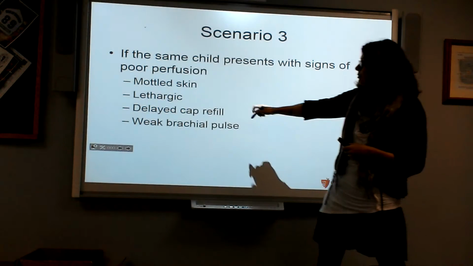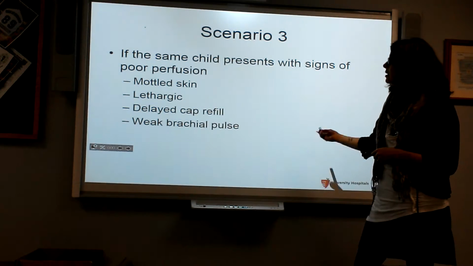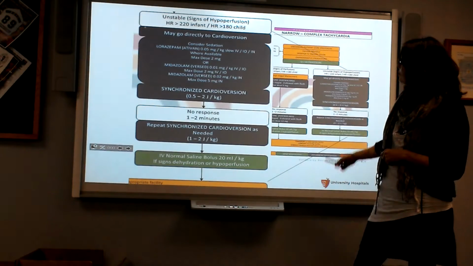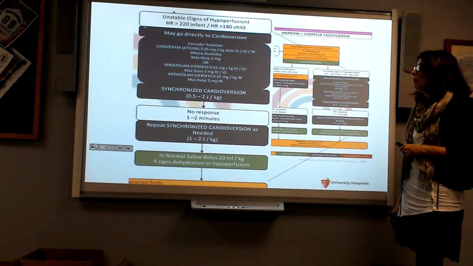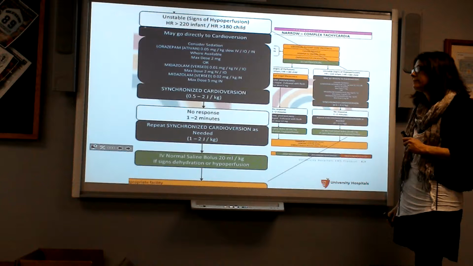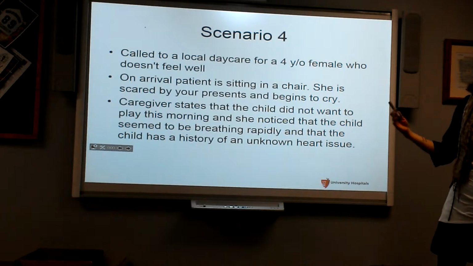So anything that's poor perfusion, mottled skin, lethargic, delayed cap refill, weak brachial pulse, they're going to get cardioverted, and that's what we talked about here. So you'll cardiovert them, and hopefully that will do what? Give a nice rhythm.